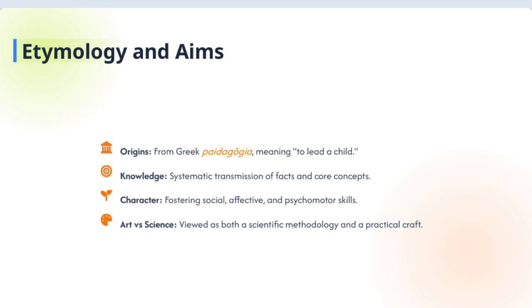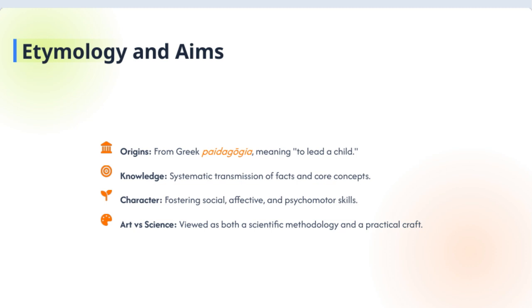Now, let's consider the character or the focus of education. It's not just about transferring knowledge, it's also about fostering social skills, emotional development, and psychomotor abilities. These are the affective and psychomotor skills that help students grow holistically. Speaking of knowledge, it's about the systematic transmission of facts and core concepts. This foundational element ensures that learners build a solid understanding of essential information.